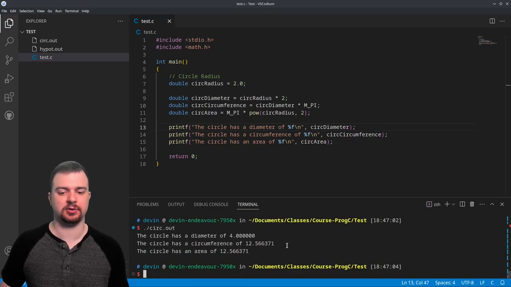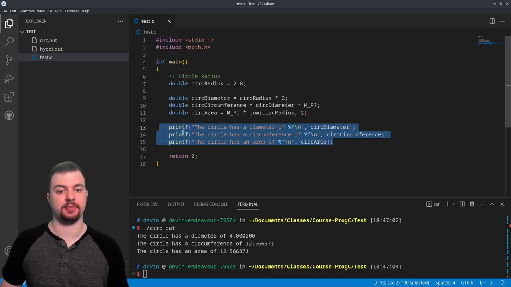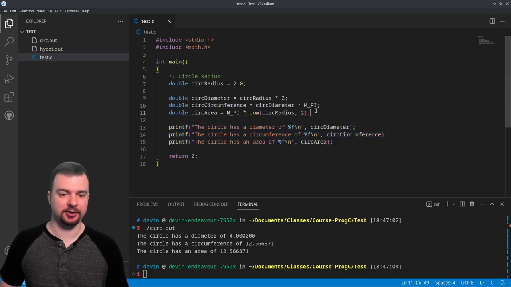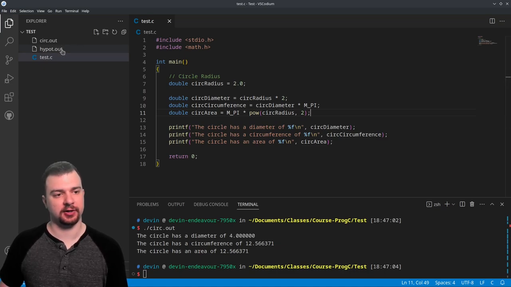Compile. And just like that, we're good. Anyway, I could put this all in one giant print statement if I wanted to. I don't want to do that right now. It'd be hard to fit it all properly without just going completely off the page. I'm just gonna leave it as individual lines. Not a big deal. So that gives us a hypotenuse that you can see here, this hypot.out, and a circle. So we get the circumference and the area of a circle.